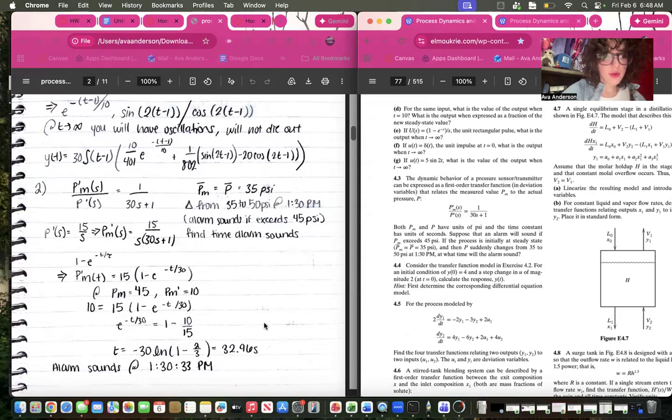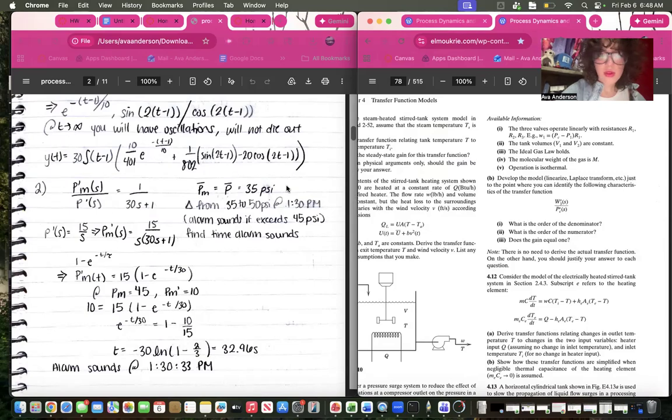And PM is 45 and PM apostrophe is 10. Plug that in, and then we can use that to solve for T, which ends up being roughly 33 seconds. And the alarm sounds at 1:33 p.m.